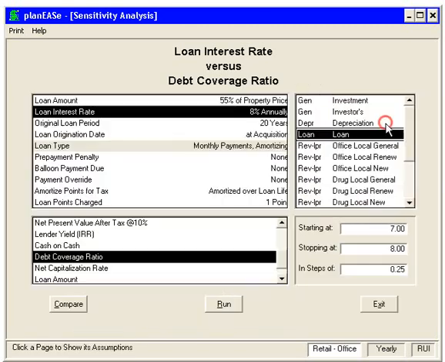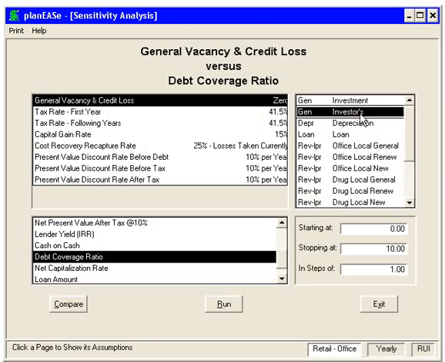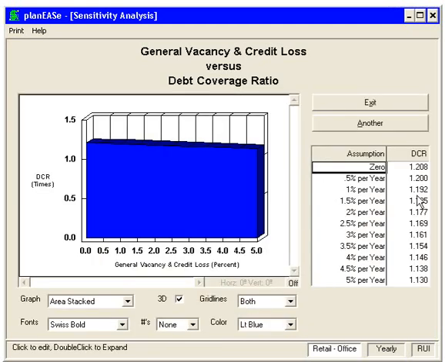Let's click Another. Now let's vary something that happens with the NOI. Here we'll vary the general vacancy and credit loss. We'll vary it from starting at 0, stopping at 5 in steps of 0.5. And when we do that, we can see how that affects the debt coverage ratio.